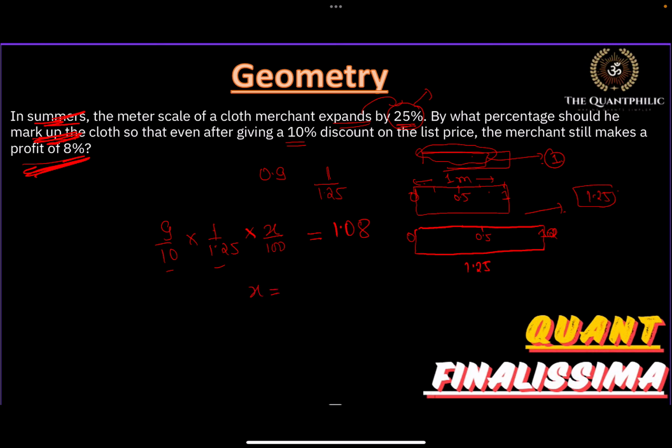On solving this, let me use the calculator. You should use a calculator for this. So 1.08 into 100 into 1.25 divided by 9. So x equals 150. It is of 100, but he is selling at 150. So the cost price is 100, but he is marking up to 150. This is the selling price as well. So basically it is of 100, but he is selling at 150. How much more is it? It is simply 50% more. So 50% more is the answer to this question.